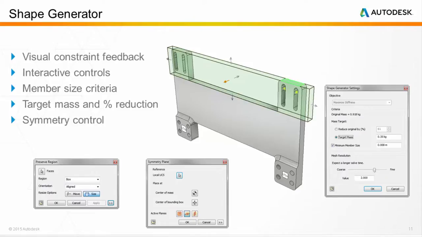Interactive controls provide for preserved region sizing and positioning. New minimum member size criteria influences the size of features in Shape Generator outputs. Users may directly assign the target mass rather than use a percentage for reduction. A new optional symmetry constraint causes outputs to be symmetrical about one or more planes.